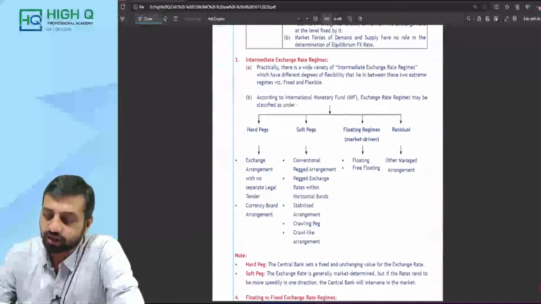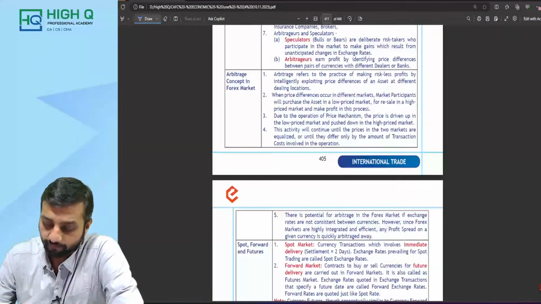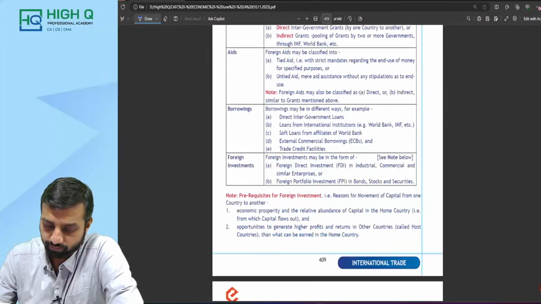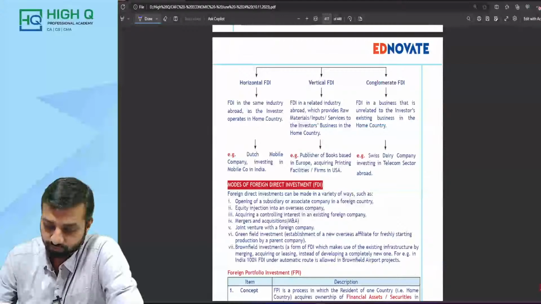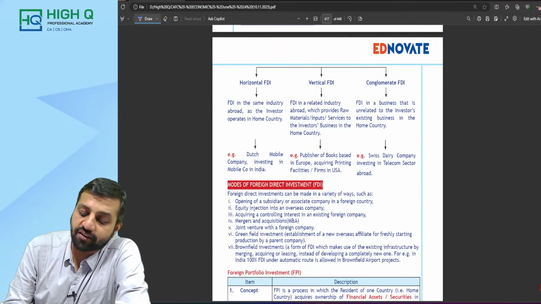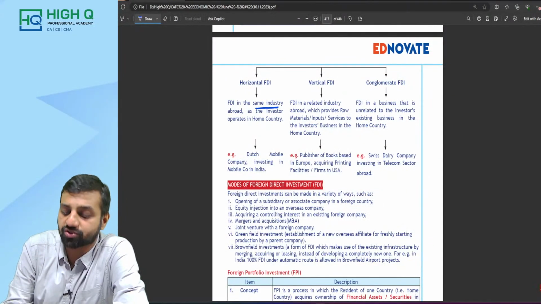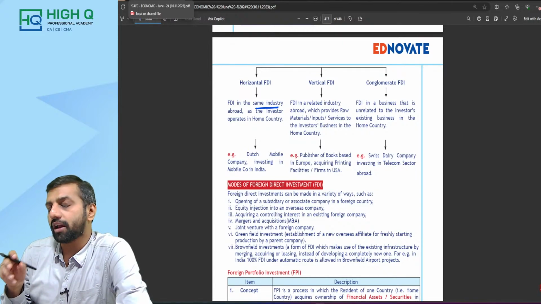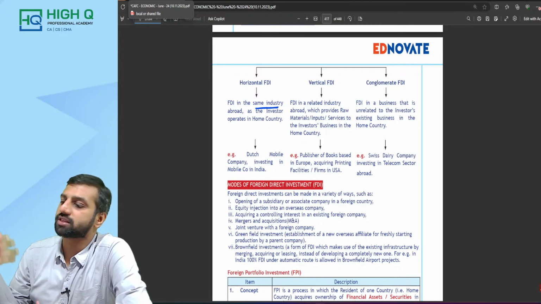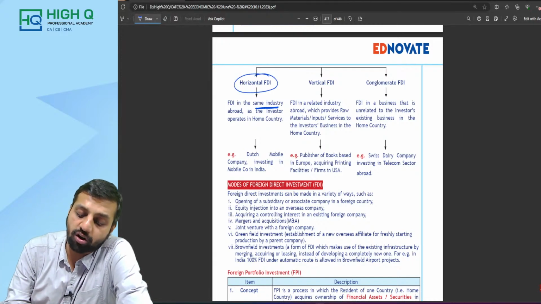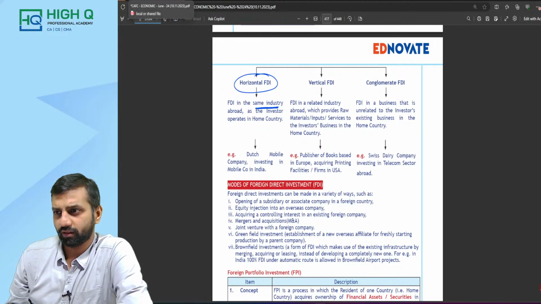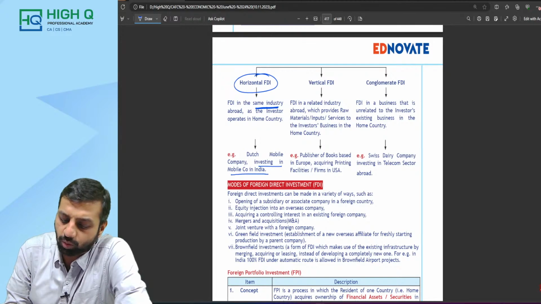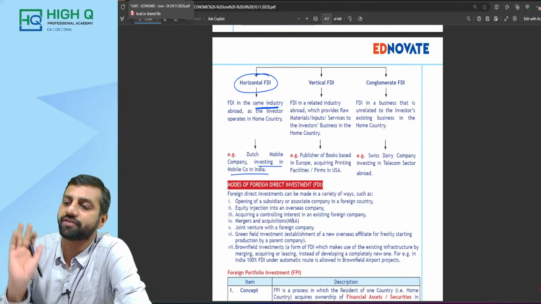So horizontal means what? Horizontal FDI is in the same industry. So I am a manufacturer of mobile phones in my country, and I manufacture mobile phones in another country. That is called a horizontal FDI. A Dutch mobile company investing in a mobile company in India is a horizontal FDI.